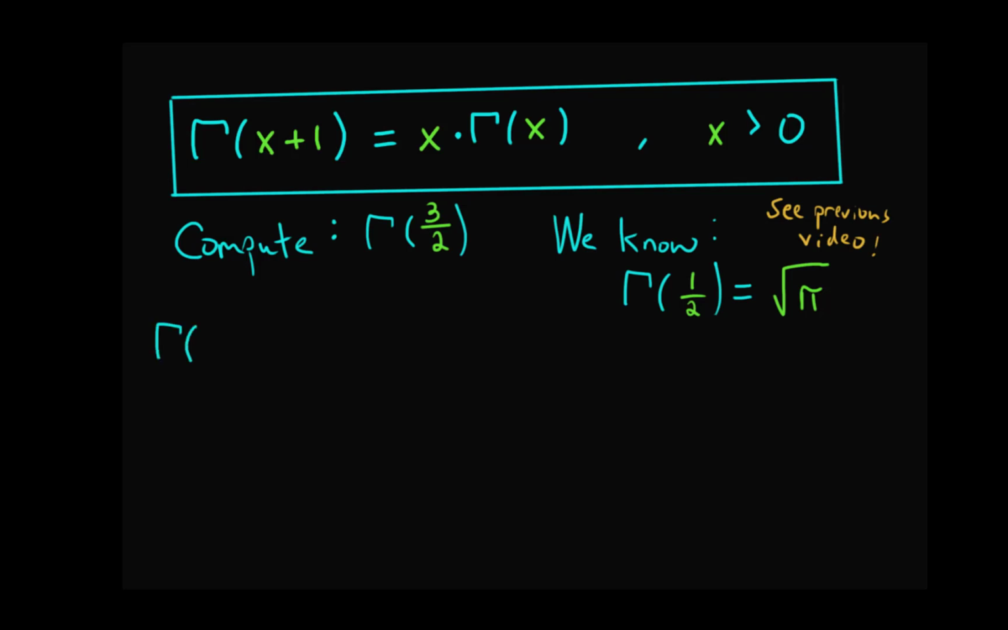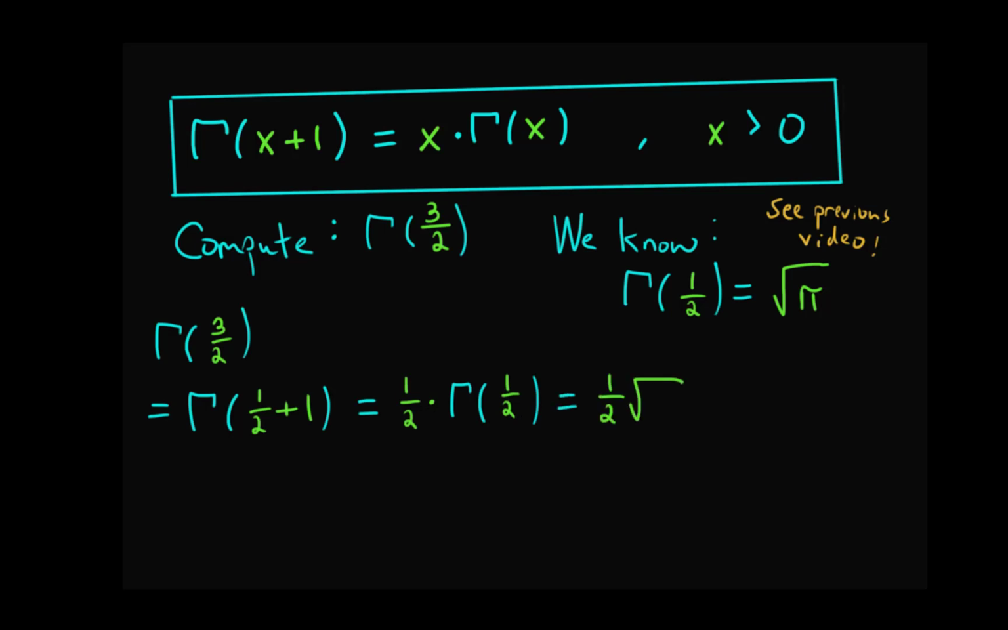So assuming that we know this, that gamma of 1/2 equals the square root of pi, then this is very easy to compute, because gamma of 3/2 just equals gamma of 1/2 plus 1. And by the gamma functional equation, this must equal 1/2 times gamma of 1/2. And that, of course, would just equal 1/2 times the square root of pi. How cool is that?